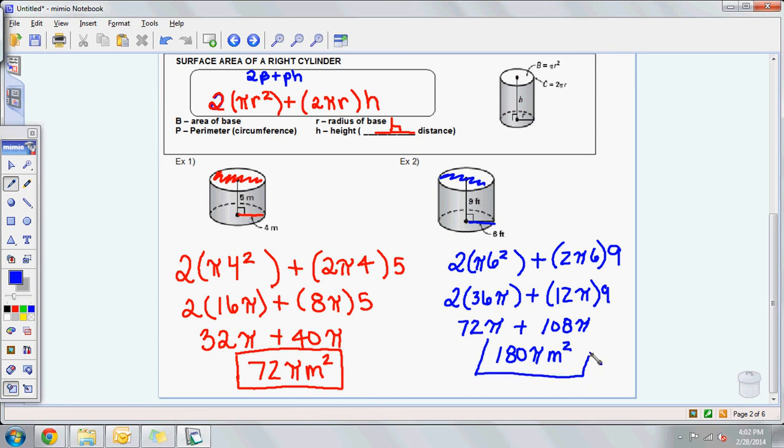So notice too that I did not press the pi button in any of my problems. I'm leaving it in terms of pi. So that's because it's going to give you a really funky decimal if you calculate pi. So this just makes it easier. But do not forget to put the pi. That's a very important part of our formula. So you need to make sure that's in there.